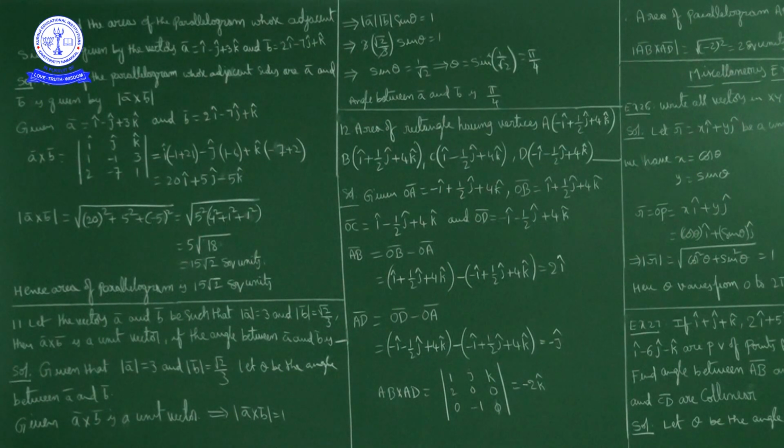What is given here? a bar is given as i cap minus j cap plus 3k cap and b bar is 2i cap minus 7j cap plus k cap. Okay, these are vectors a bar and b bar given. Now a bar cross b bar is a determinant of i j k, with a bar components 1, minus 1, 3 and b bar components 2, minus 7 and 1.